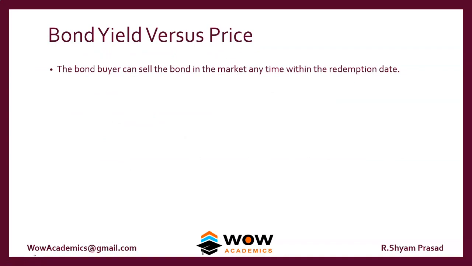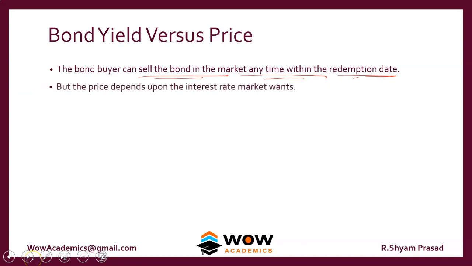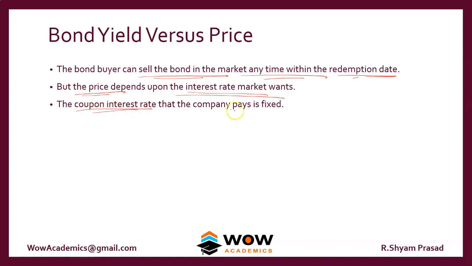The bond buyer can sell the bond in the market at any time before the redemption date also. So once someone has bought a bond, they can sell even before the redemption date. But the price at which he tries to sell depends upon the interest rate that the market wants. The coupon interest rate of the company is fixed. The interest rate of the company is only 10%, so they will pay only 10 rupees per year.